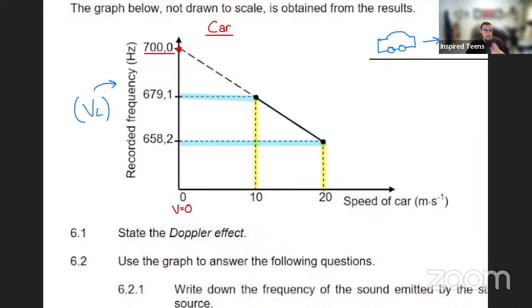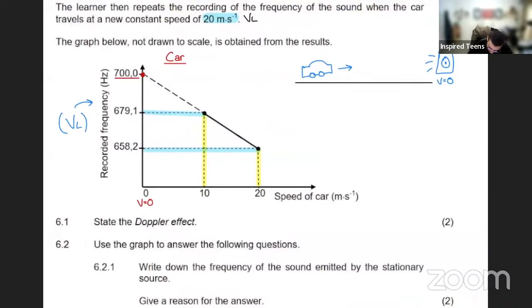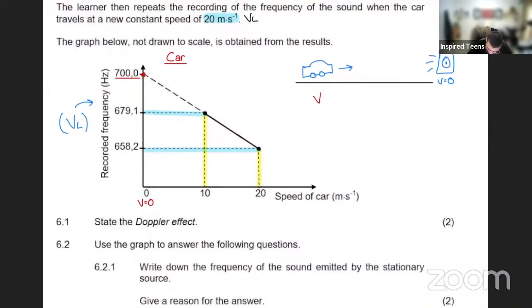Now, why did I choose to particularly point that out? Because it's extremely important. Okay, so remember, the velocity of the sound source is always 0. We're dealing with a stationary sound source.